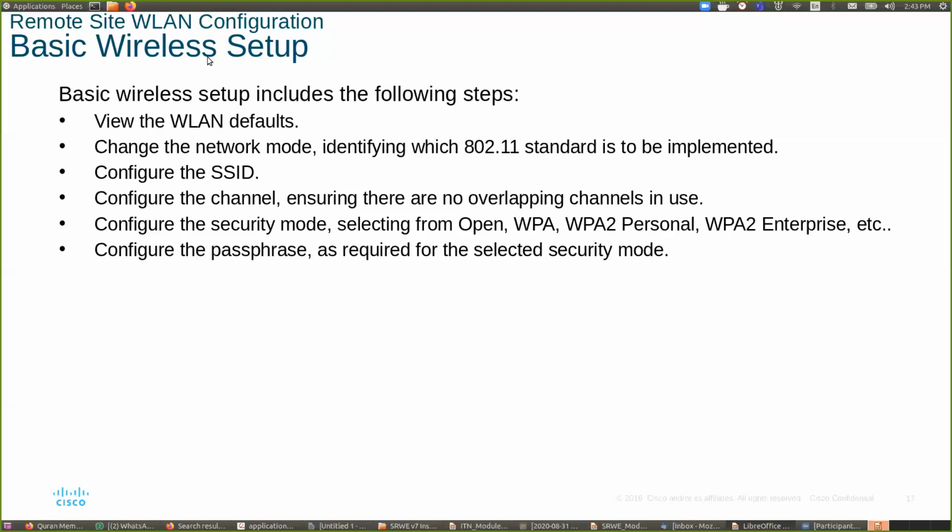So you have the basic wireless setup. What will the basic wireless setup include? The default VLAN. It is also going to change the network mode, identifying the 802.11 standard. You can also configure the SSID, that is the name of the wireless network. You can also change the channels to avoid overlapping. You can also configure the security settings, and then put a password on the security.